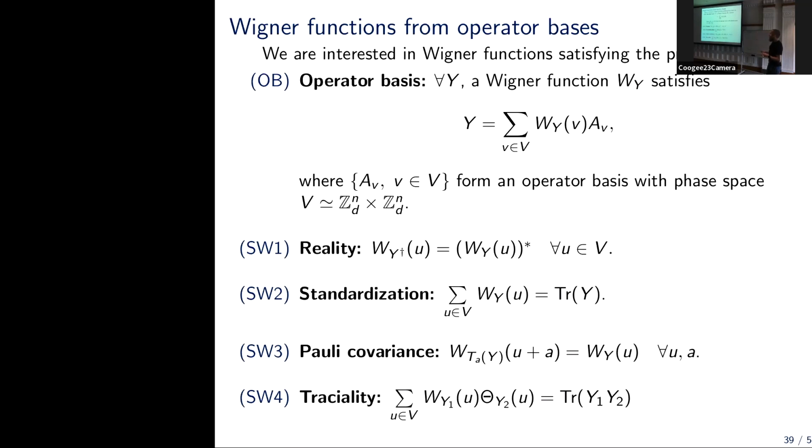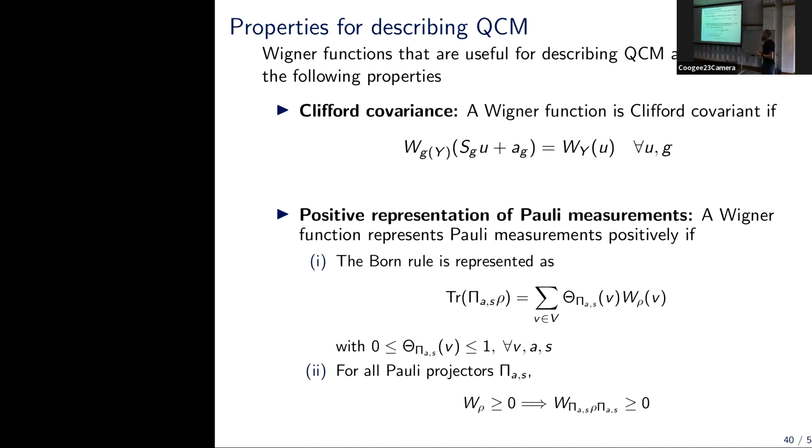And now we want to say, when can a Wigner function satisfying these assumptions be Clifford-covariant, and when can it preserve positivity under Pauli measurements? Because those were the 2 properties that we needed for classical simulation. Like I said, in order for a Wigner function to be useful for simulating quantum computation, it needs to be covariant with respect to the Clifford group, which is the Clifford covariance constraint. And it needs to have a positive representation for Pauli measurements. So that entails 2 things.